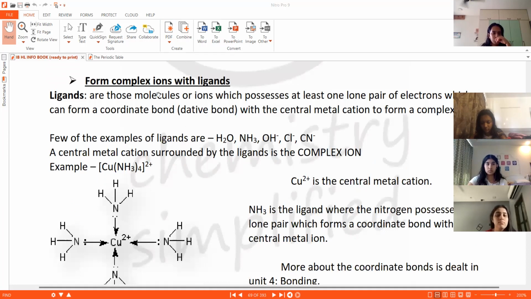Now, why and how do these transition metals form complex ions? In fact, we are not seeing how they form complex ions. We just see the details of complex ions: how they form, what their structure is, and how you derive the oxidation states, the coordination number, etc. So let's check about the complex ions.